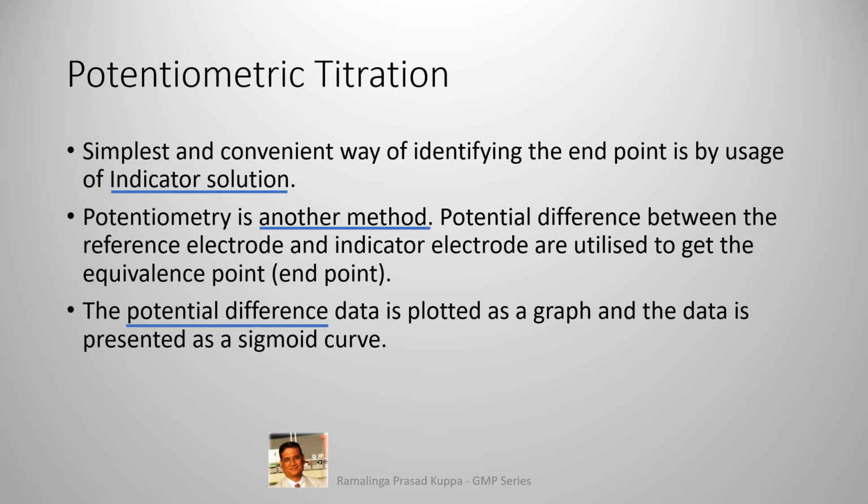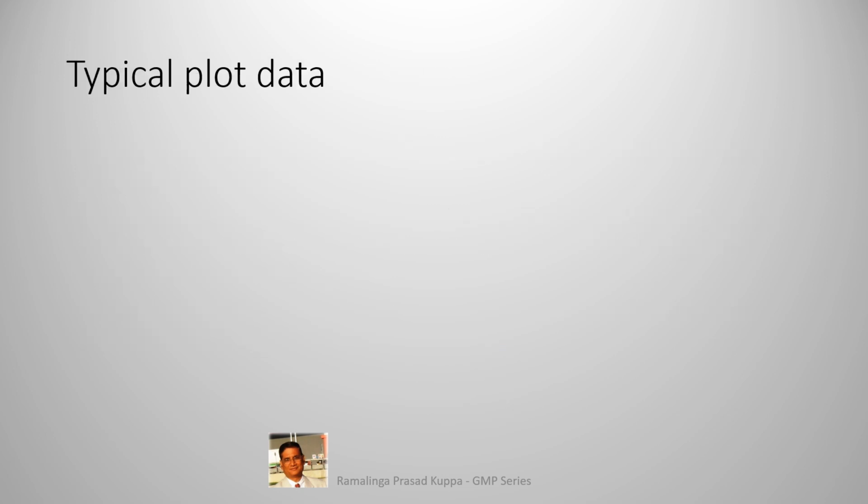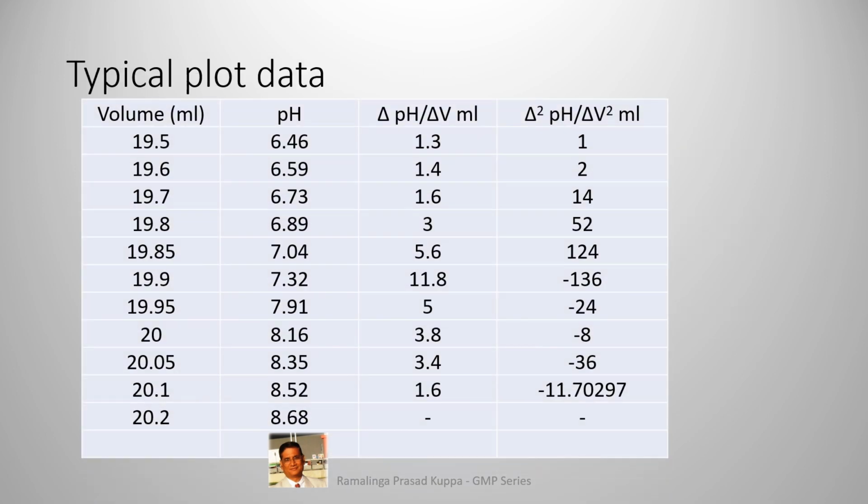The sigmoid graph looks like this. The endpoint is the midpoint of the sharp rise in potential difference. This plot is potential difference versus volume consumed. See this typical data. Let us see how the first derivative graph and the second derivative graph can be plotted.